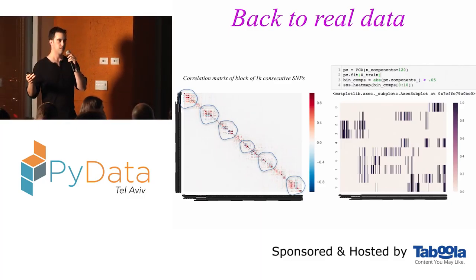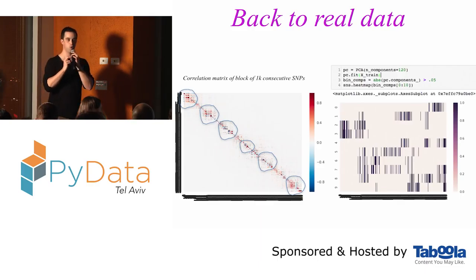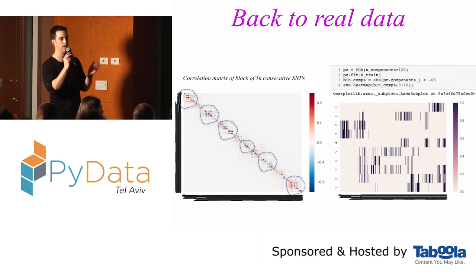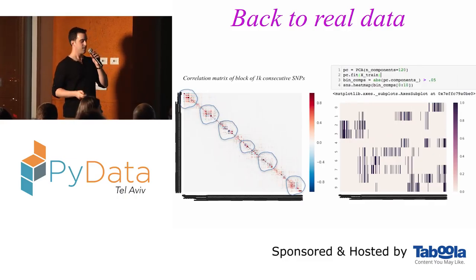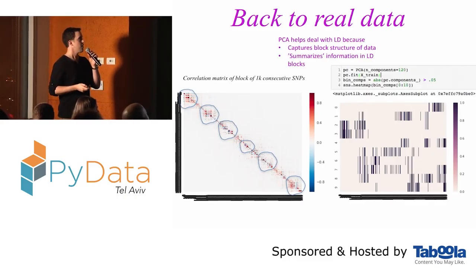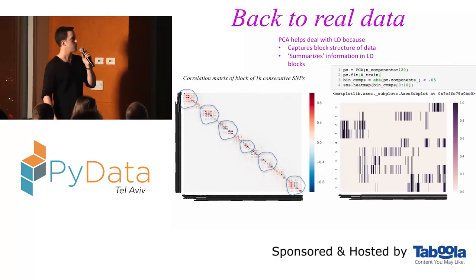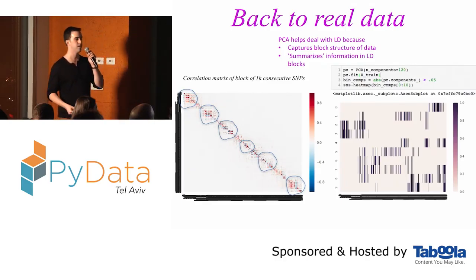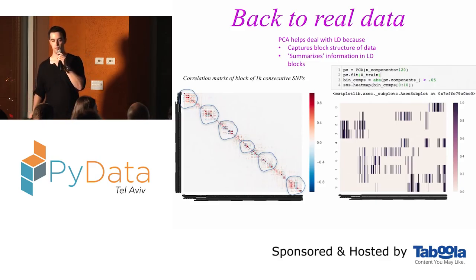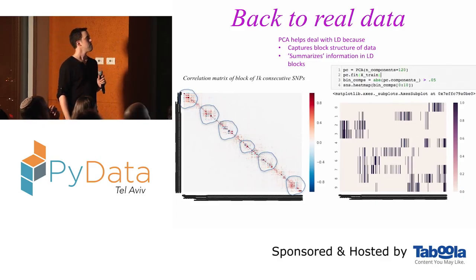And it comes in this matrix multiplication format, which is very handy if you want to do deep learning, right? And that's what we're going to do. So in summary, PCA helps with LD because it captures the block structure of the data and it summarizes the information that's in these LD blocks, okay?